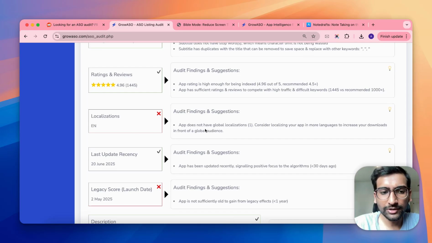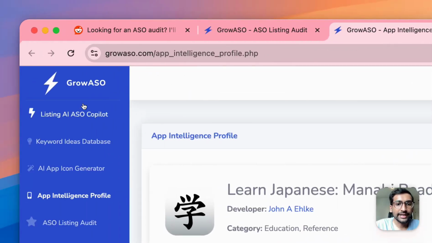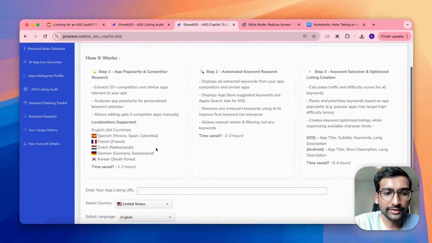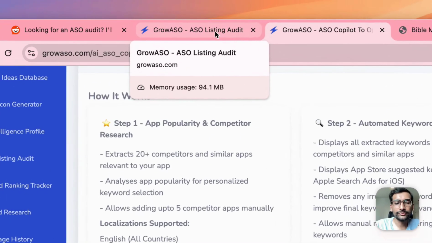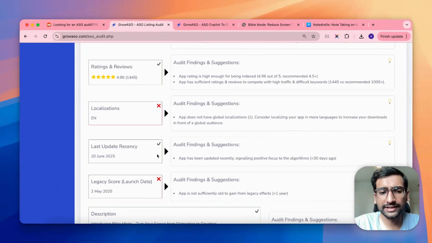So now let's look at the localizations. Not there. This is being consistently flagged, so I think this might be something that most developers are not focusing on. Let me think about how best to address this with my platform. I do have the Copilot feature, which makes localized listings. So if I go back to this, I do have these 5 languages supported in my platform, but I haven't deeply tested those out. So it is something that could be a potential pain point for the others.